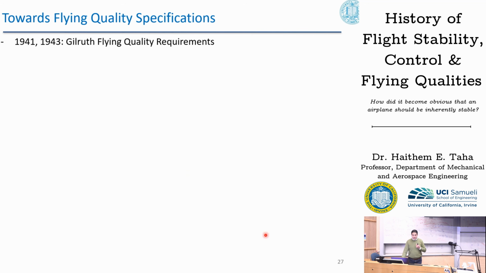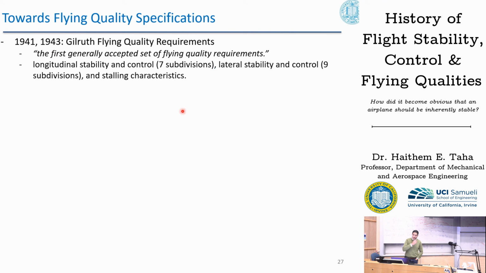So this is why in the very next years, when people at Langley, Gilruth in particular, set the very first formal flying quality requirements, collecting the knowledge gained at the time, this report, which was released in 1941 as a secret report or classified report, it was declassified in 1943. And usually it's referred to in the literature as the first generally accepted set of flying qualities requirements. So people set some requirements for longitudinal, lateral, stalling, and so on. Now they learned the lesson.